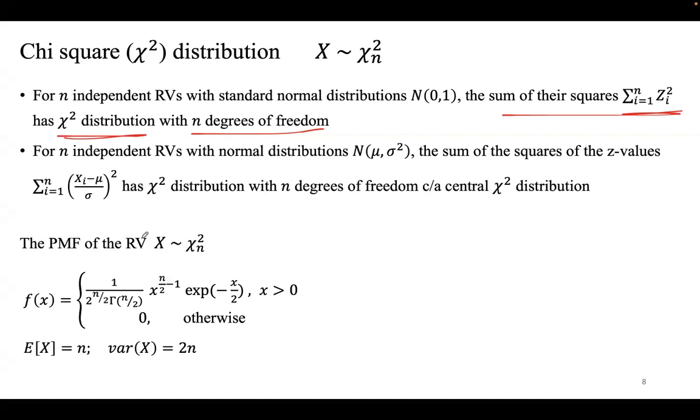And for any chi-square distribution, so initially you had n random variables, now you have a new random variable that has a chi-square distribution, and that random variable has mean n and variance 2n. Okay, so you can see here that the mean and variance now depend on how many random variables you took to begin with. All right.